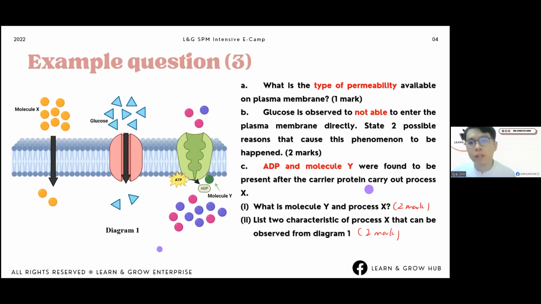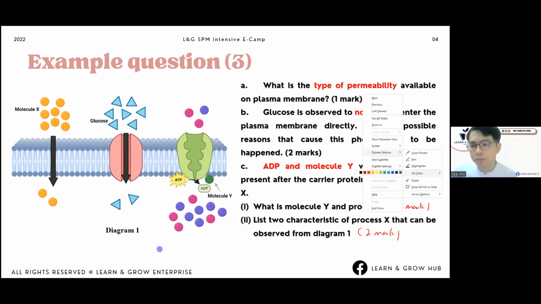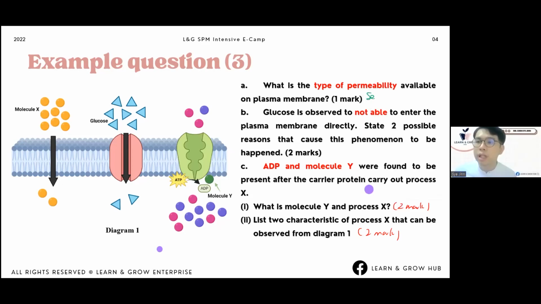First question, what is the type of permeability? Just now we said there is only one type of permeability that can be used to describe the plasma membrane, right? So the answer will be selective permeable, or you can write semi-permeable with a dash here.